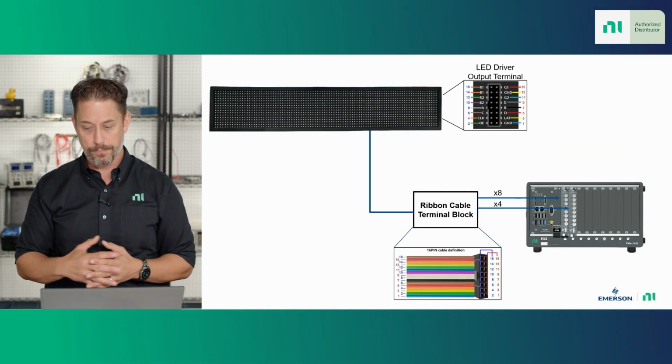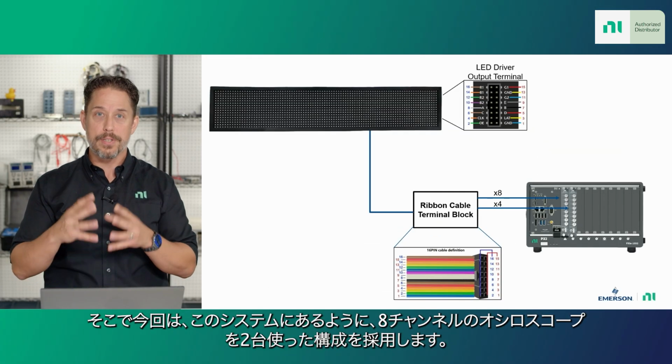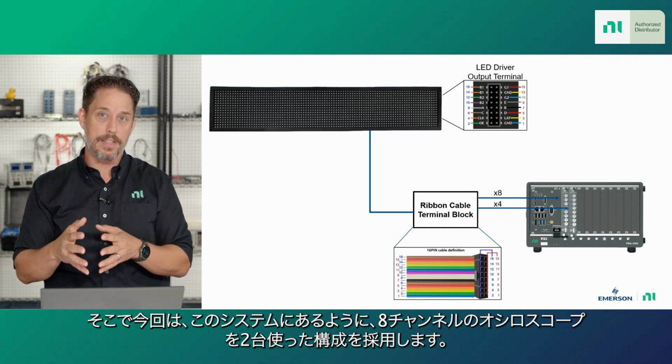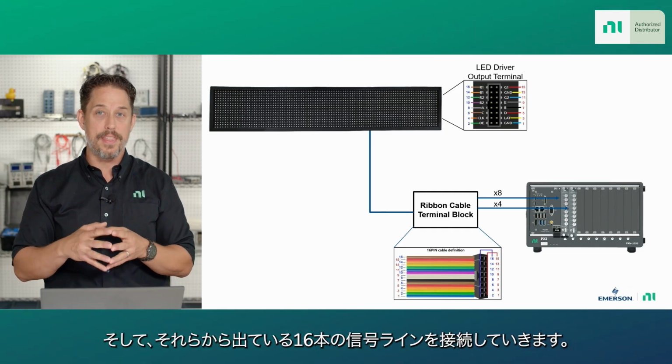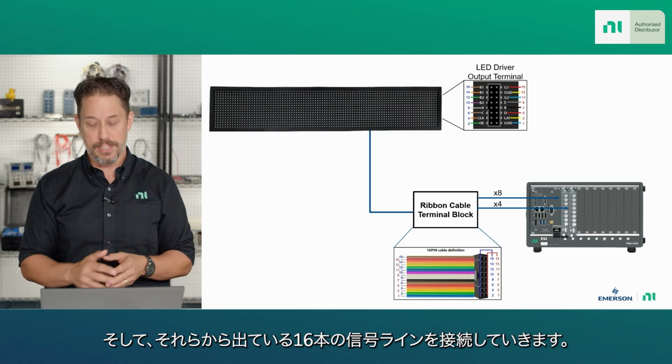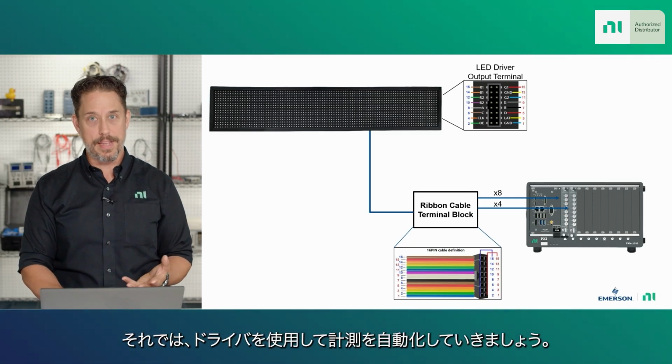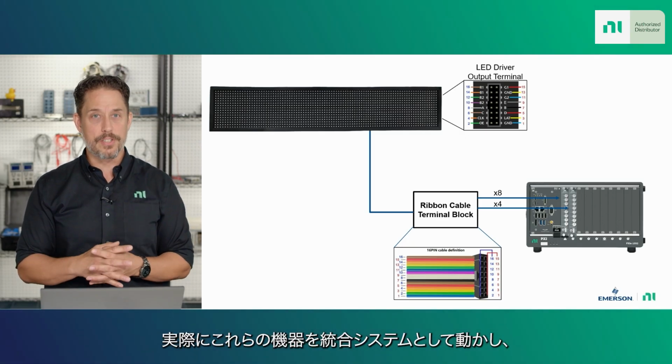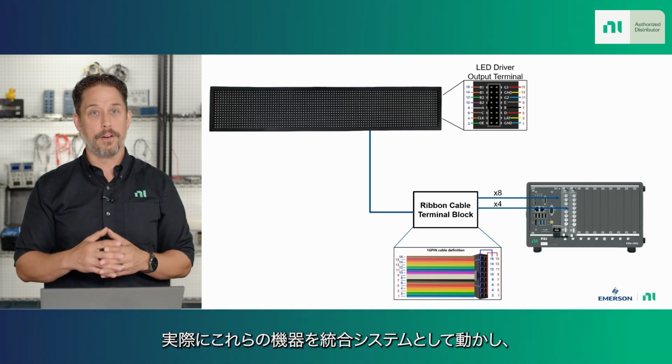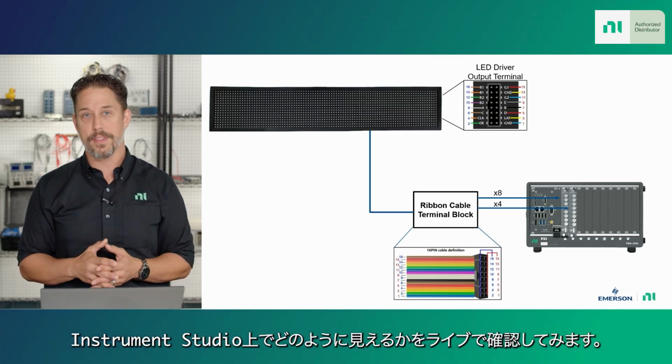And so instead, we're going to go ahead and use this setup here where we have 2 8-channel oscilloscopes in our system, and then we're going to hook up to those 16 lines coming off of it, and we're going to automate that with the driver. So let's go ahead and see what that looks like live from Instrument Studio, working with these instruments as a unified system.